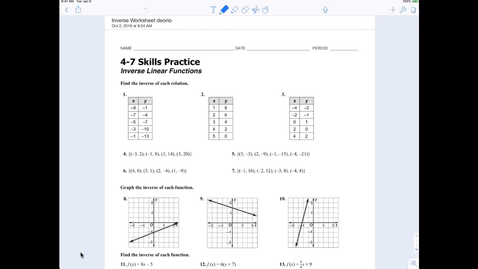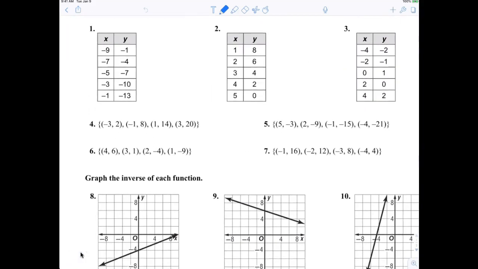If you look closely at question number 1, all I'm asking you to do is make another x and y over here. And then to find the inverse, the y's become the x's, and the x's become the y's. So -1, -4, -7, -10, -13, and -9, -7, -5, -3, -1. Does anybody have any questions with that?